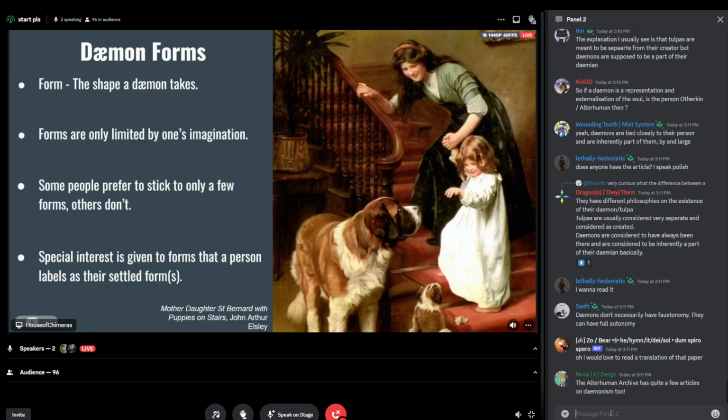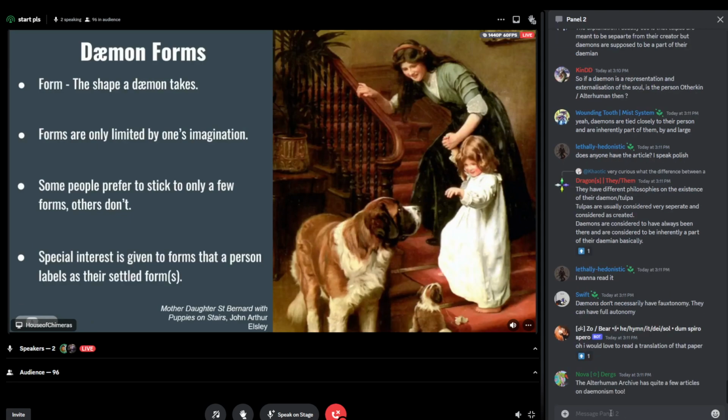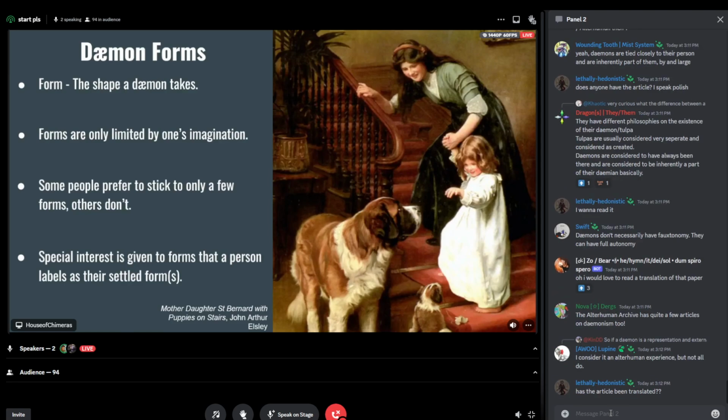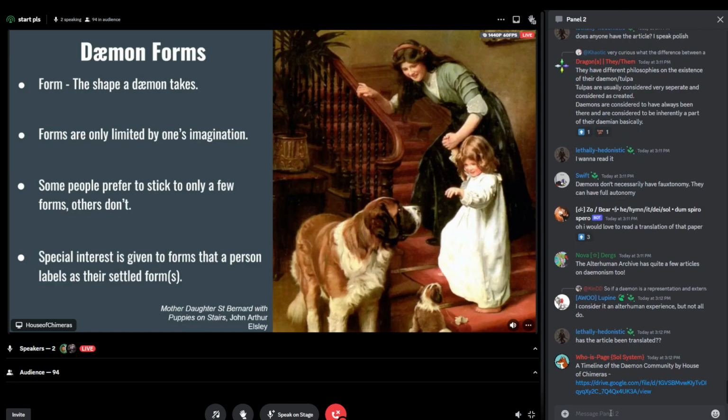Now to talk about forms. When dæmians talk about their daemons' forms, they are referring to the shape their daemons take. Given a daemon is part of the dæmian's mind, their form is truly only limited as far as their own imagination and desire. Unlike the daemons of His Dark Materials, real-life daemons need not be bound to any specific form, or even take on forms of non-earthly creatures if they so desire. How often a daemon changes their form is totally up to the daemon-dæmian pair.